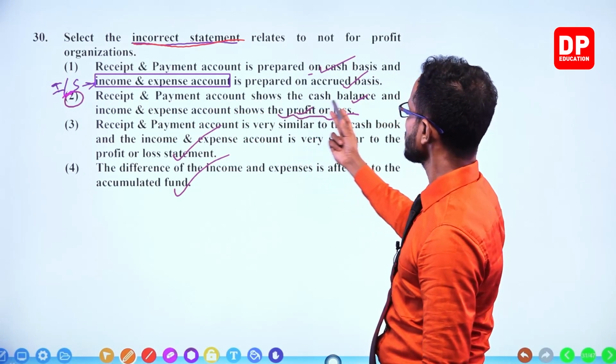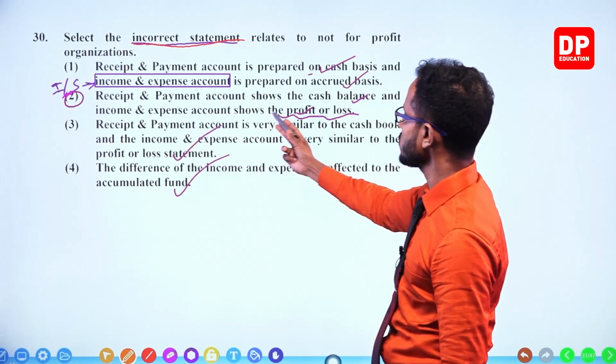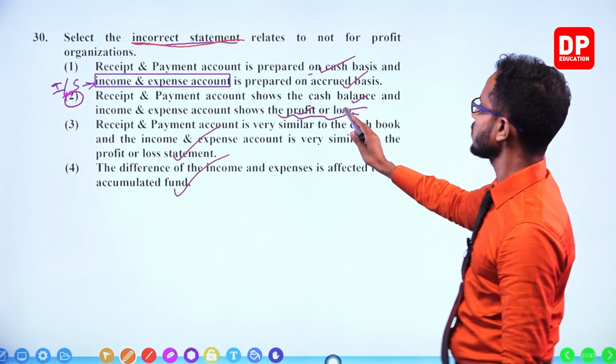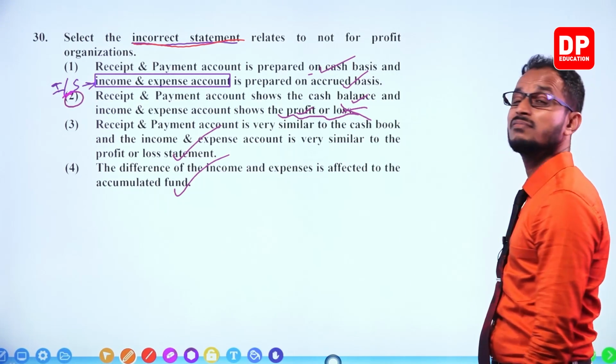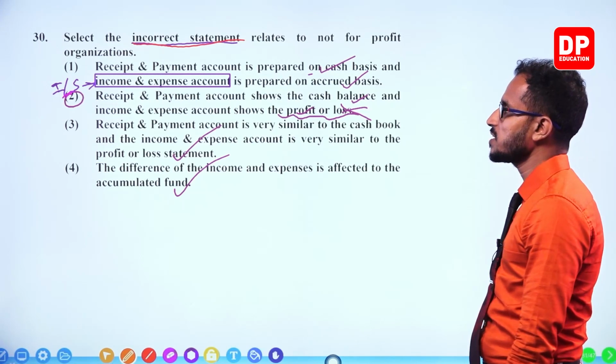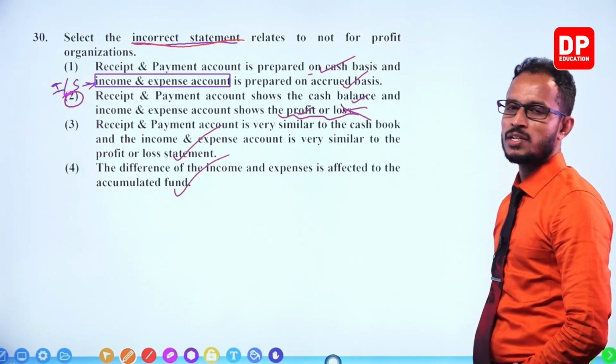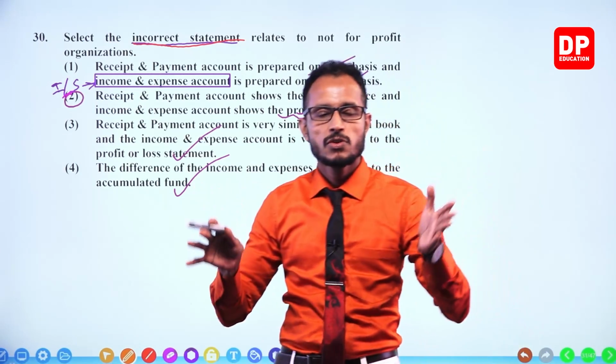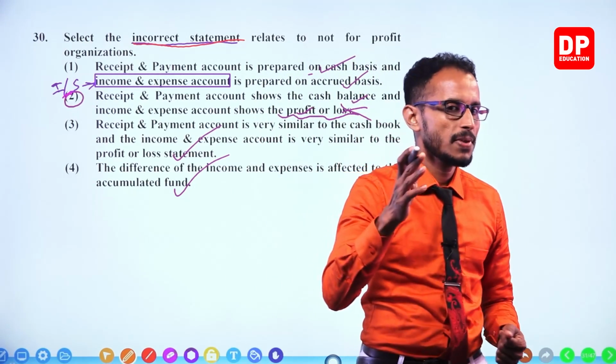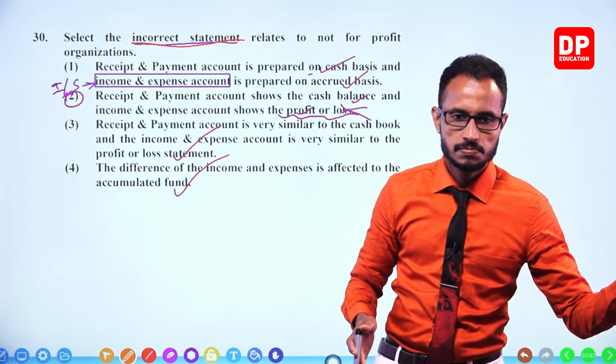Answer is third one, no, second one. Receipts and payments account shows the cash balance, and income and expenditure account shows the profit or loss. No. That is the mistake. Income and expenditure account shows the surplus or deficit. It is similar to profit or loss. I mean, it's the same as profit or loss, but you don't say profit or loss. You say surplus or deficit.